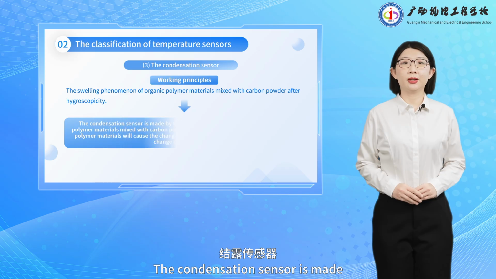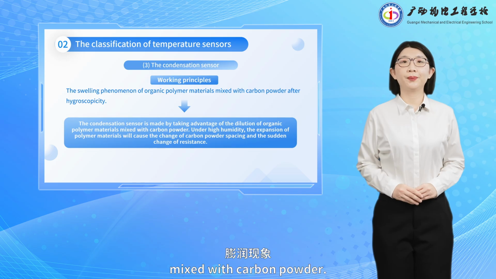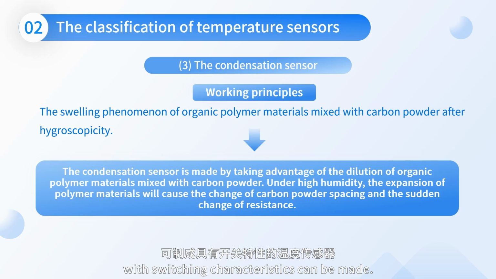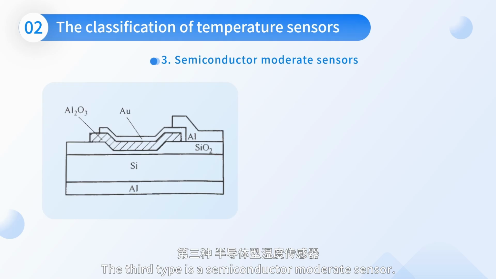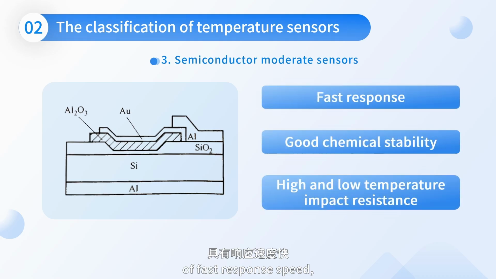The condensation sensor is made by taking advantage of the expansion of organic polymer materials mixed with carbon powder. Under high humidity, the expansion of polymer materials will cause the change of carbon powder spacing and the sudden change of resistance. Using this phenomenon, a humidity sensor with switching characteristics can be made. The third type is a semiconductor humidity sensor. This sensor has the characteristics of fast response speed, good chemical stability, and resistance to high and low temperature impact.